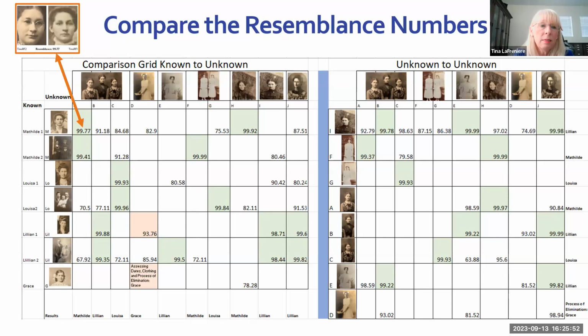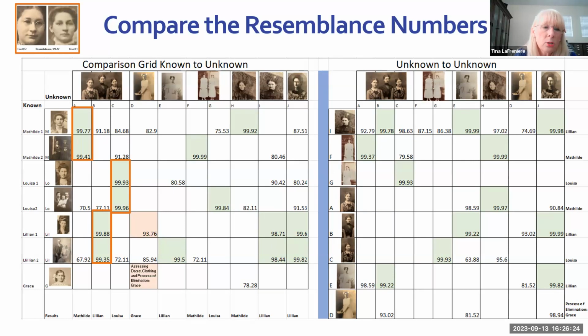As you can see, that first row of Matilda made a substantial pairing with every sister in the first of my unknown photos. But when I analyzed the resemblance numbers, it became clear that the first sister in the photo of all three is Matilda. The middle is Lillian, and the sister on the right is Louisa. Without the resemblance numbers, I would not have been able to discern who was who.